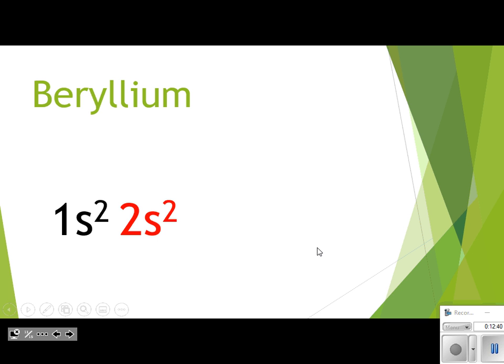What's my outermost energy level? The second energy level. So how many electrons do I have on that outermost energy level? 2. So I write beryllium, and then I add dots to the 1 spot, to the 2 spot. Ladies and gentlemen, there is the electron dot notation for beryllium.